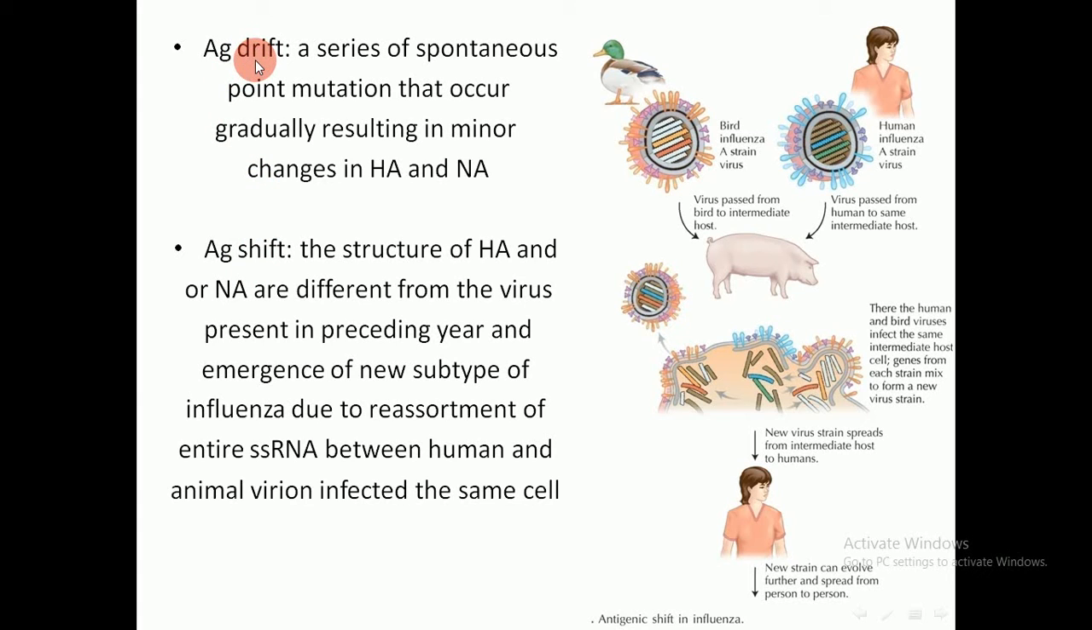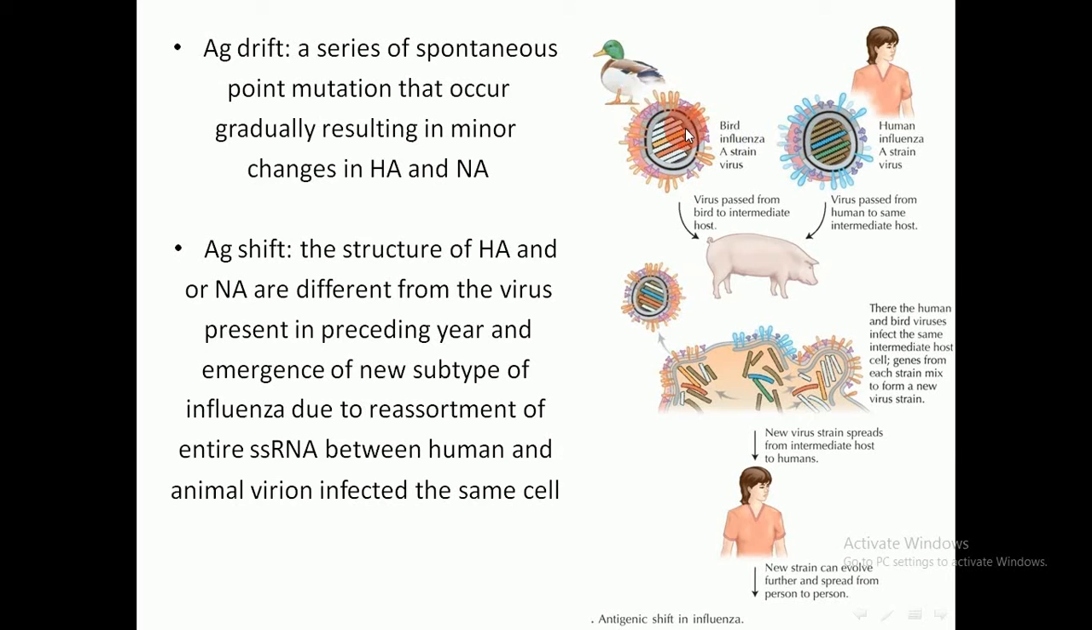Antigenic drift is a series of spontaneous point mutations that occur gradually, resulting in minor changes in hemagglutinin and neuraminidase. While antigenic shift can be defined as the structure of the hemagglutinin and/or neuraminidase being different from the virus present in the preceding year, with emergence of a new subtype of influenza due to reassortment of entire single-stranded RNA between the human and animal virions infecting the same cell. And this can be explained in this figure.